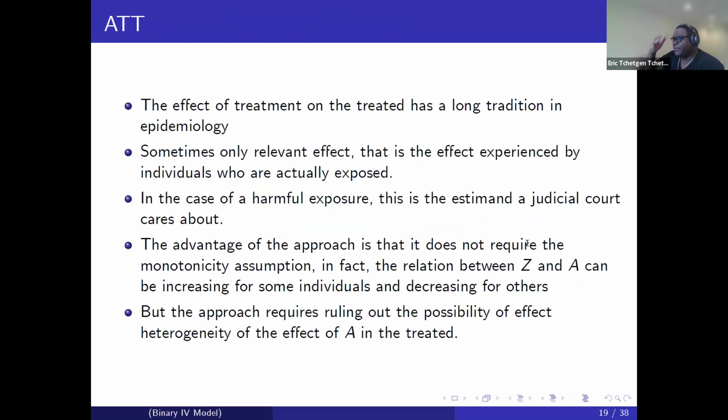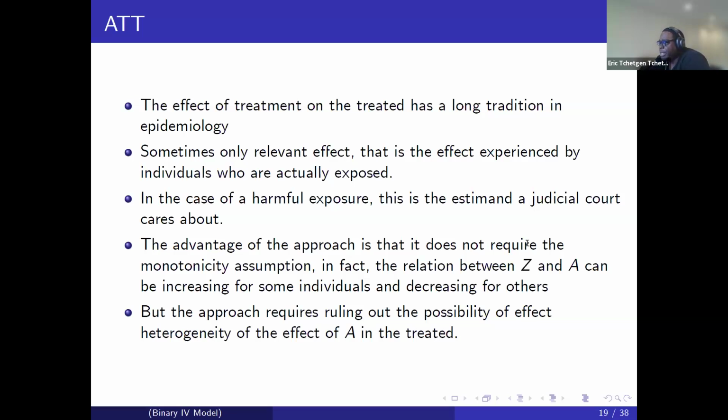Okay, that's our second identification result. The effect of treatment on the treated does have a long tradition in epidemiology. It's sometimes the only relevant effect, that is, the effect experienced by individuals who actually were exposed. In the case of a harmful exposure, this is the estimand that in a judicial court setting the court would care about. The advantage of the approach is that it does not require the monotonicity assumption. In fact, the relation between Z and A can be increasing for some individuals and decreasing for others. It doesn't affect the interpretation.